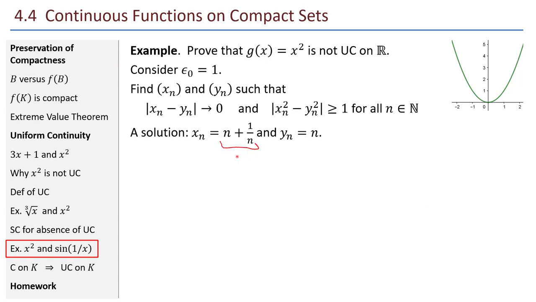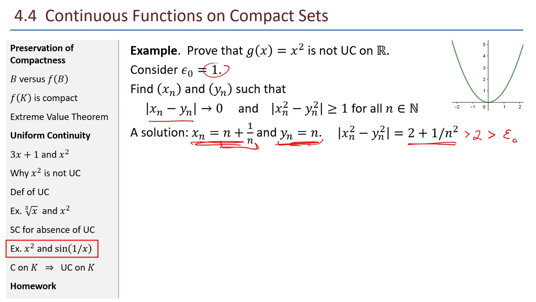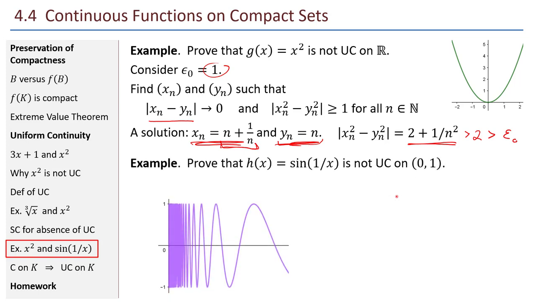Maybe xn is n plus 1 over n, and yn is just n. If I take the difference of those two things, it's 1 over n, which gets smaller and smaller and goes to 0. But what about the difference of the squares? Well, xn squared is n squared plus 2 plus 1 over n squared, and I subtract off n squared. I just end up with 2 plus 1 over n squared. As my n's increase, that gets smaller and smaller, but it always stays above 2. My epsilon naught was 1, so that works also. That's always greater than my epsilon naught. That's it. By finding these two sequences, we just proved that the function is not uniformly continuous on the reals.